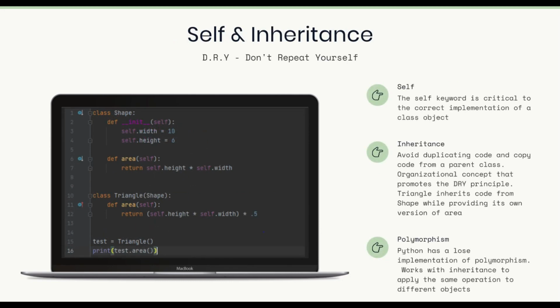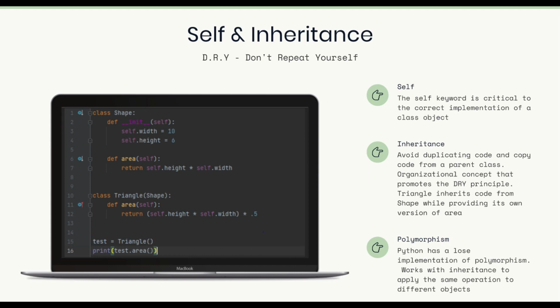Self and inheritance. DRY. Don't repeat yourself. So a lot of these more complex concepts are actually ways to implement DRY. So the class object is a way for us to not repeat ourselves by organizing our code in a way that cuts down on how much code we have to write. The same thing with inheritance. It's a way for us to organize our code in a way that we don't have to keep writing additional code. Now, the self keyword is critical to the correct implementation of a class object. We know that. We discussed that in the previous slides.